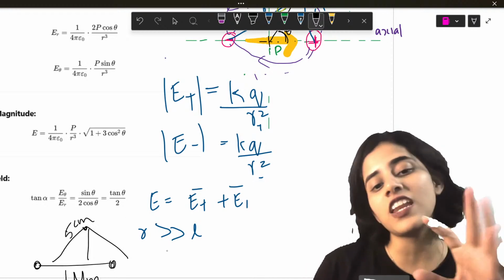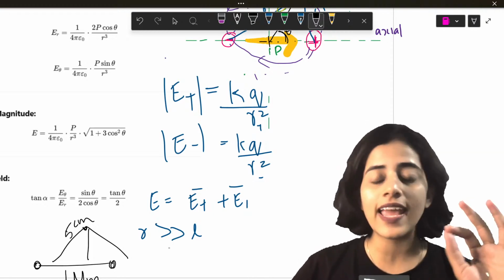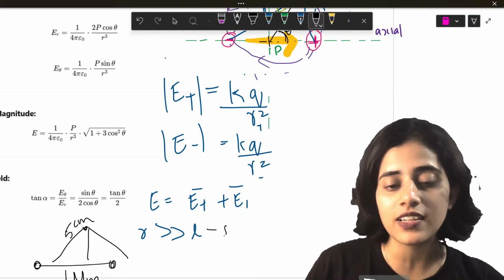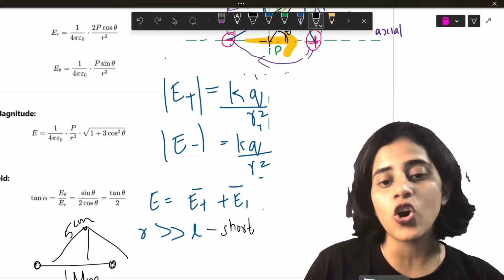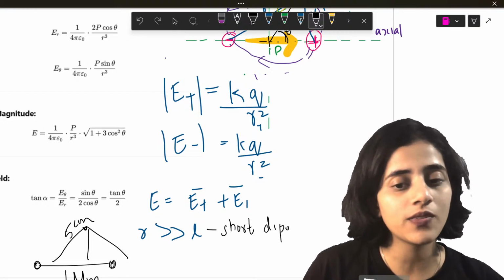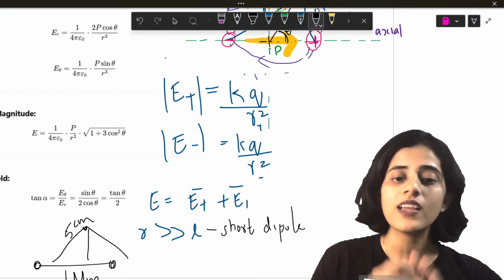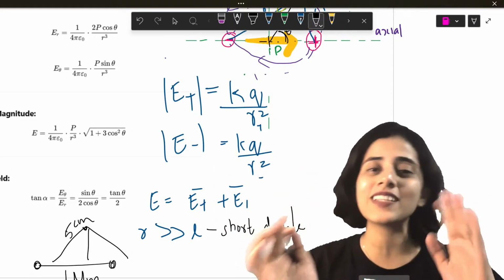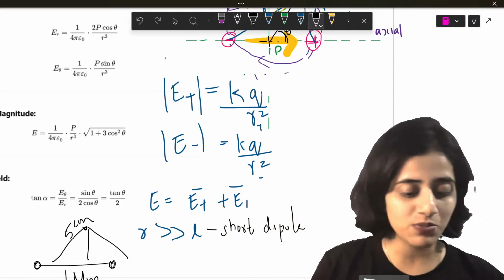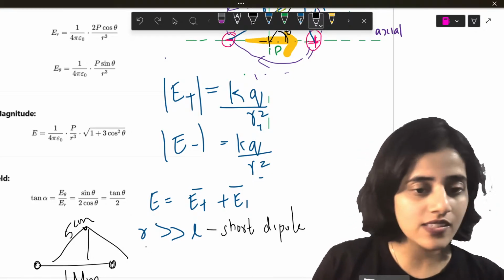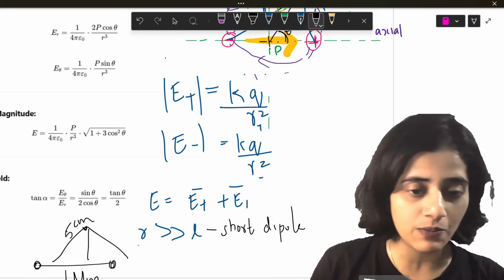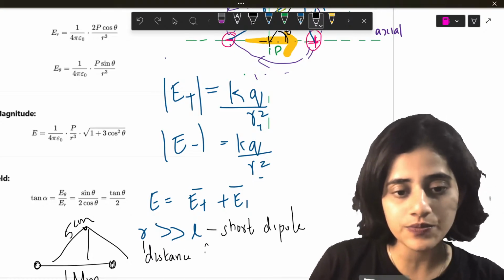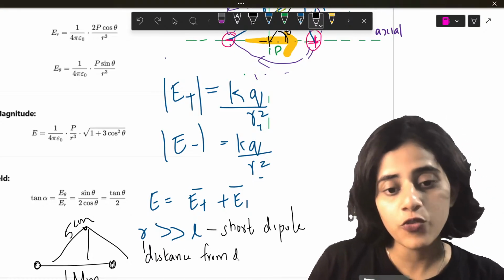So, if R is very much greater than L, what is L? L is the distance between the charges of the dipole. If R is very much greater than L, then it's called a short dipole. What's a short dipole? If the point that you're considering is very far compared to the distance between the two charges. Now, this R is the distance from the dipole.